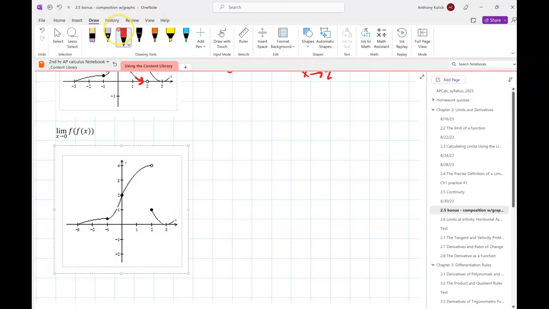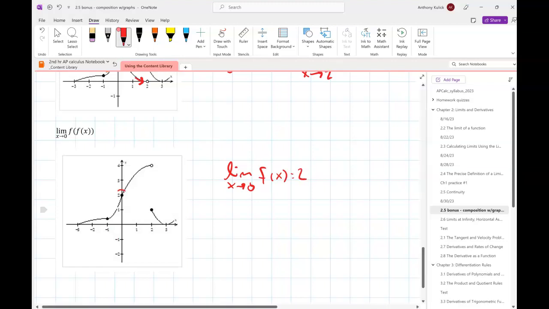So we'll start the same way, right? We notice that this is a composition of 2 functions that are discontinuous, so we have to be careful. Let's look at the limit of the inner. What does that look like it is? 2, right? However, if I try to do f of 2, I can't do that because that's where the discontinuity is.